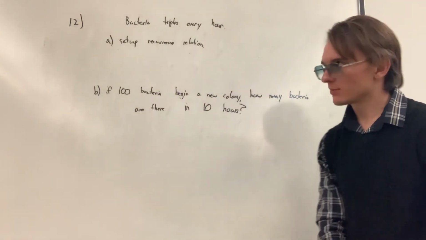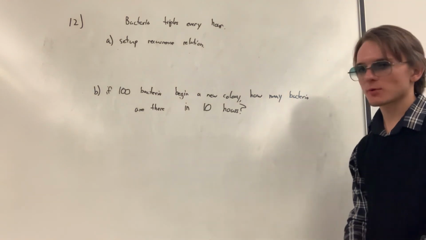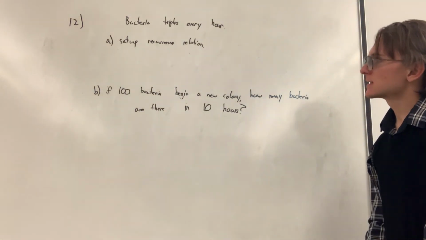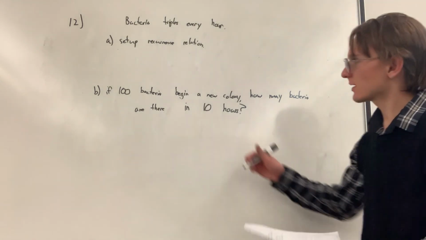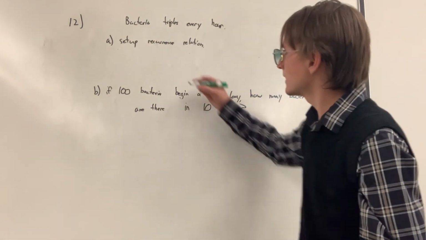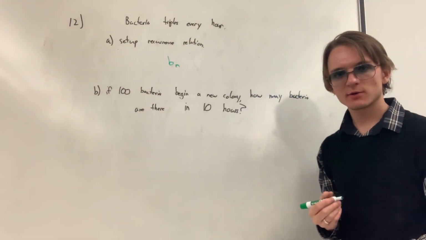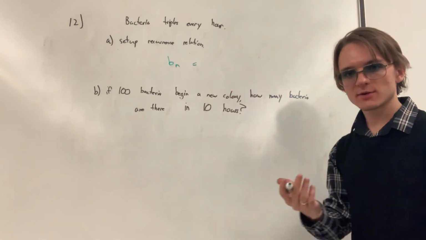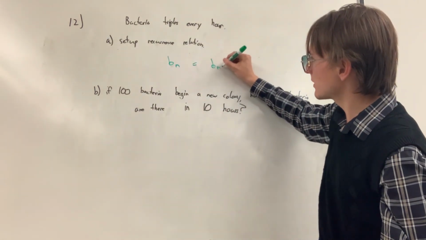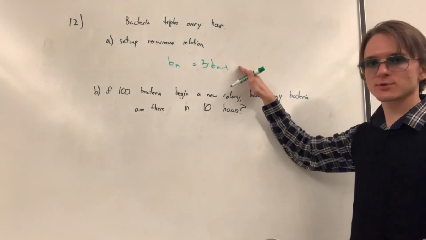The final problem. Bacteria triples every hour. Okay, so it's a recurrence type problem. Set up a recurrence relation. Okay, so let's begin by saying that B of n is how many bacteria we have at the nth hour. We know it's based on the previous hour, so let's just say B of n is equal to B of n minus 1 times 3. Solution to A.